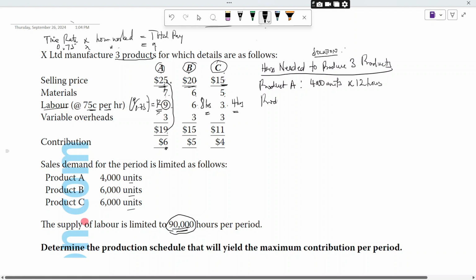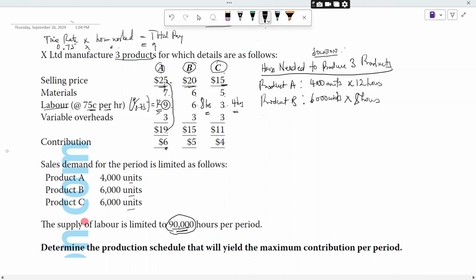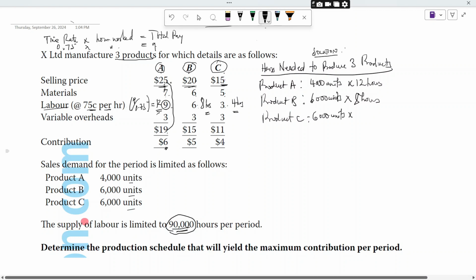Let's go to product B. Product B will use 6,000 units multiplied by 8 hours. Then product C is going to be 6,000 units multiplied by 4 hours. Now, let's look at the total hours. Now, we know that when we multiply 4,000 by 12, we are going to get 48,000 hours.